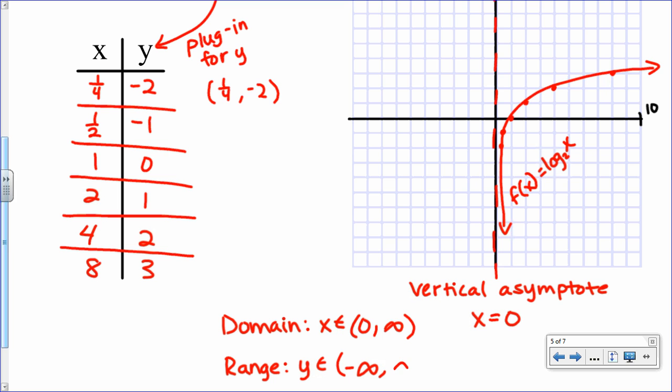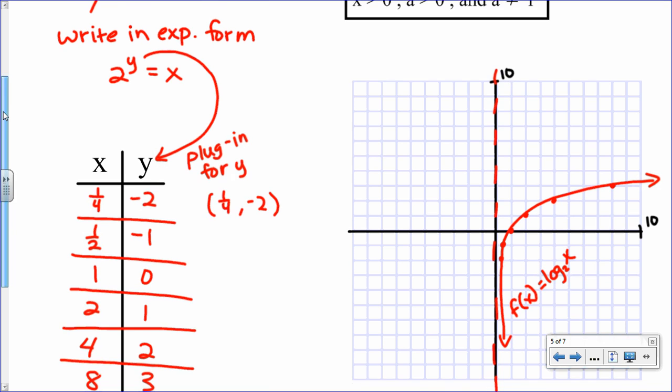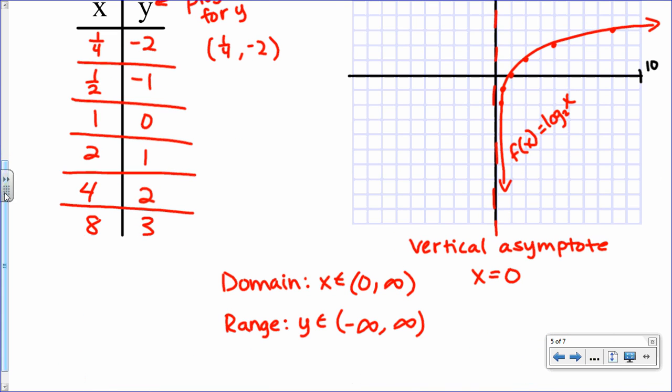Log functions are inverses of exponential functions. With inverse functions, your domain and range switch. With exponential functions, your domain was all real numbers. Now that's the range, because you can plug in anything for y. The range was based on the horizontal asymptote, but now for log functions, it's based on your vertical asymptote, and that's your domain.